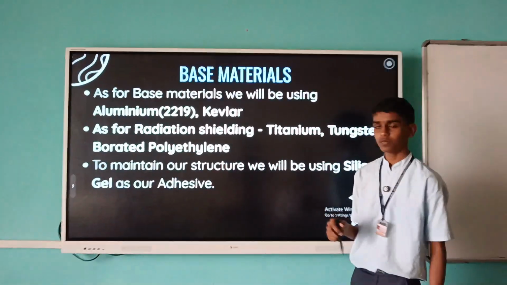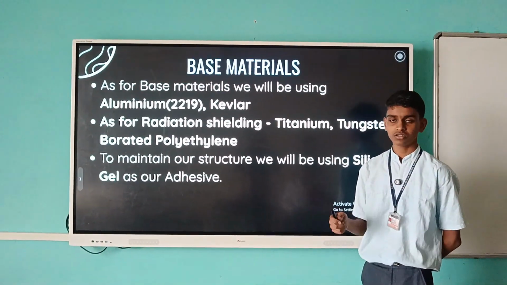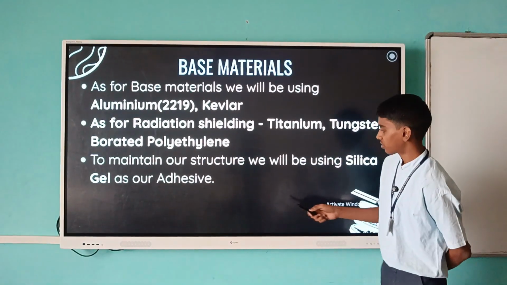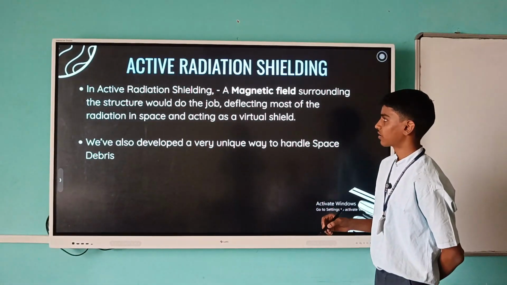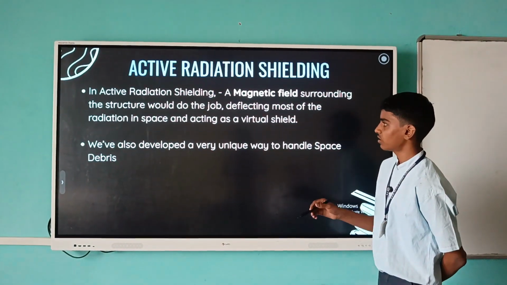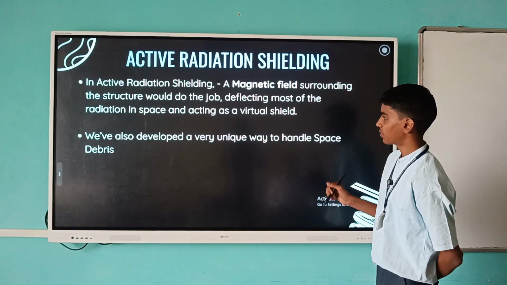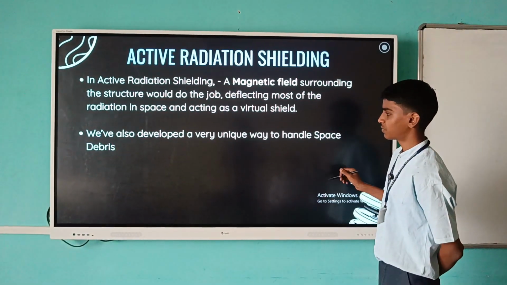In base materials, we will be using aluminium 2219 and Kevlar. But in radiation shielding, we will be using titanium, tungsten and borated polyethylene. To maintain our structure, we will be using silica gel as our adhesive. In active radiation shielding, a magnetic field surrounding the structure would do the job, deflecting most of the radiation in space and acting as a virtual shield. We have also developed a very unique way to handle space debris.